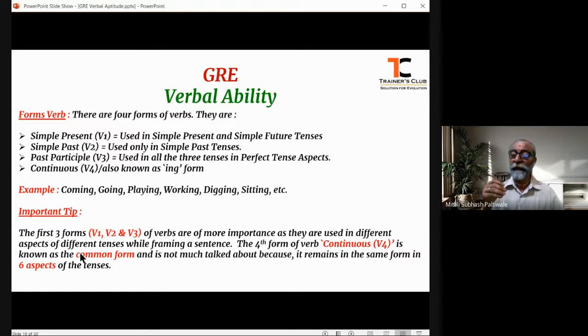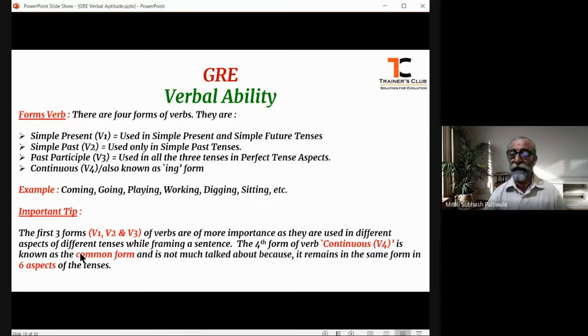Then comes the simple past, or the past tense of the verb. One is the present, then the past tense. Simple past tense is also known as V2. The V2 form is used only while making sentences in simple past tense only. Underline this point. The V2 form of verb is used to frame a sentence in simple past tense only and nowhere else.